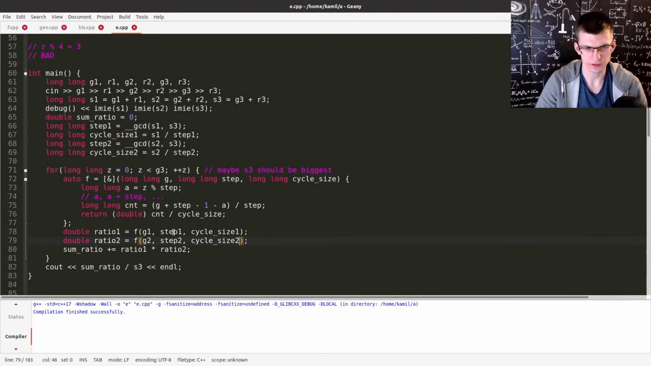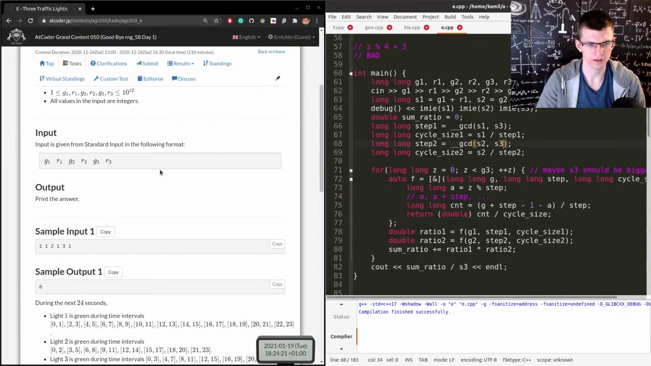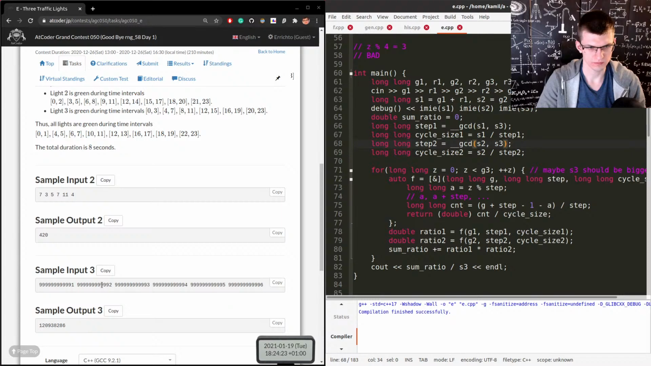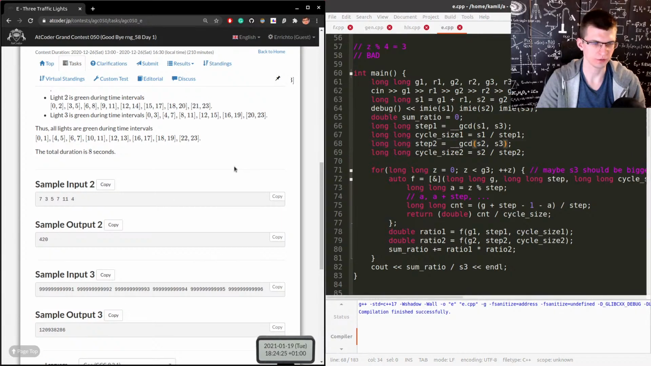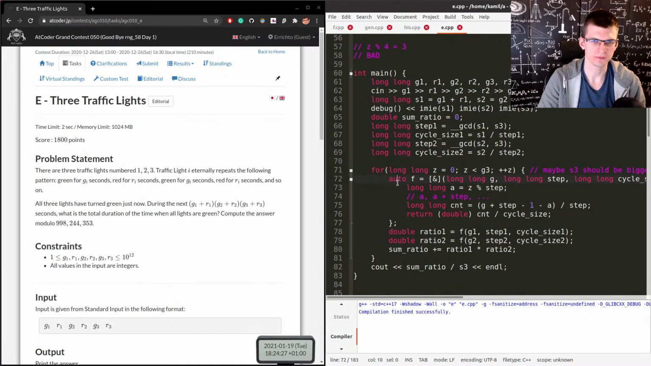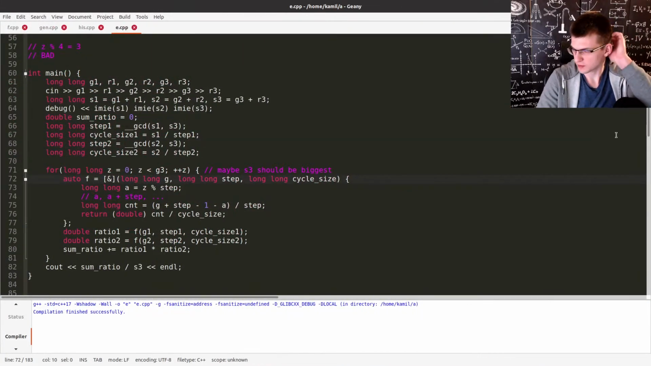Still correct for the 2 samples. I'm not running the third sample because it has huge values. Yeah, I will not run this in time. Maybe in 1 hour, but I don't want to wait that much.